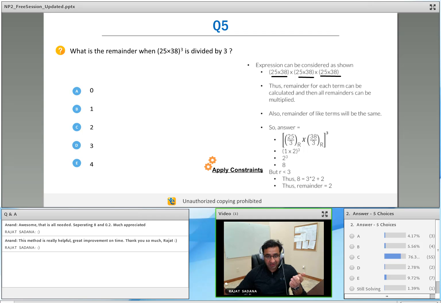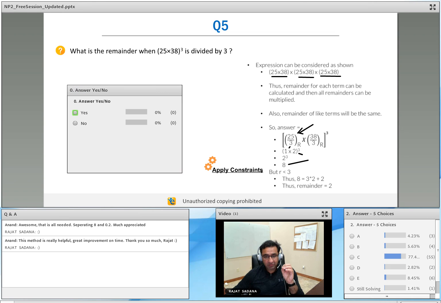Essentially, if you split it up, we say 25 by 3 times 38 by 3. What's the remainder of 25 by 3? The remainder is 1 over here. Why? Because 25 can be written as 24 plus 1, and 38 can be written as 36 plus 2. So the remainder for 38 by 3 is 2 over here. So it's 1 multiplied by 2, whole cube, which means 2 cube, you get 8 over here. No, you get the intermediate answer as 8, not the final answer.